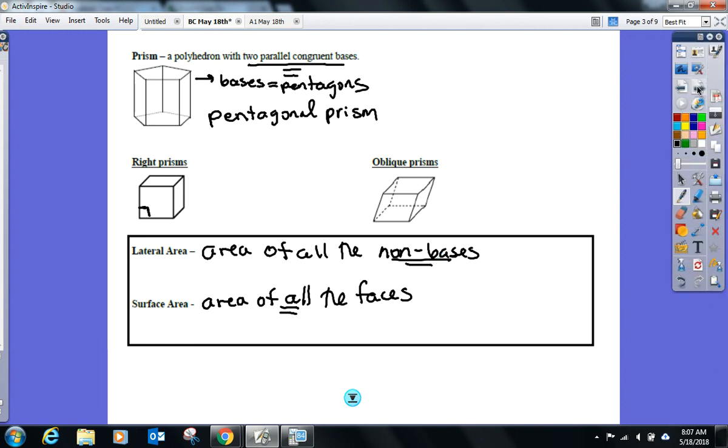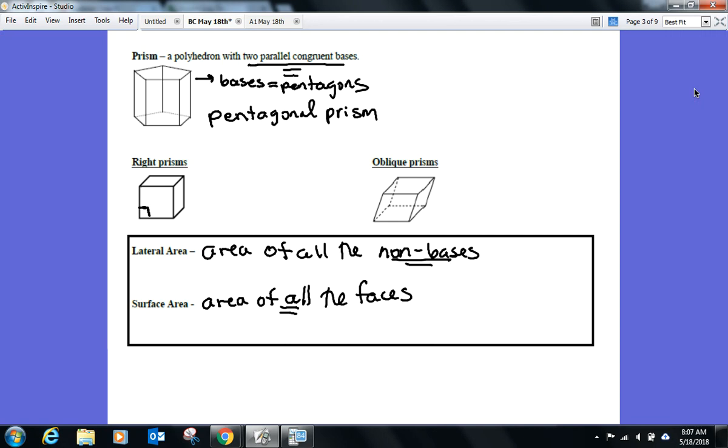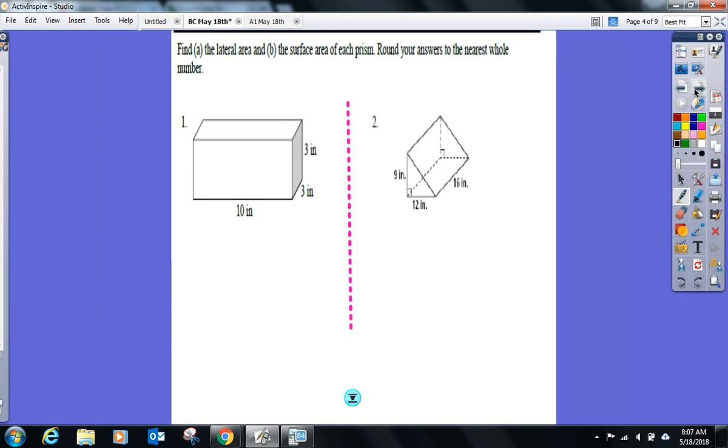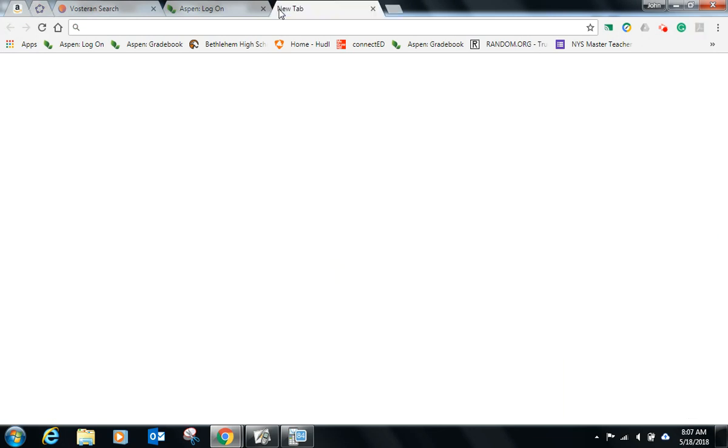Okay, I'm going to go backwards here, where I'm actually going to start with number 2 first, and then we'll go back to number 1. First of all, where are the bases? What shapes are the bases on this prism? Where are the two congruent figures in this prism? Let's hear from some of you guys.